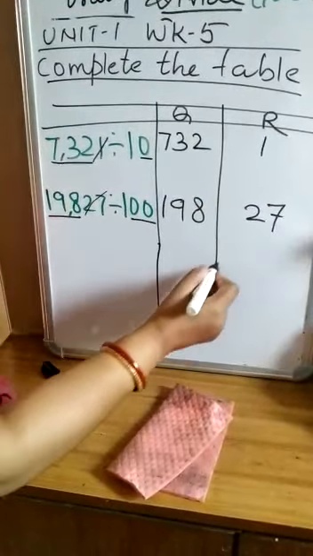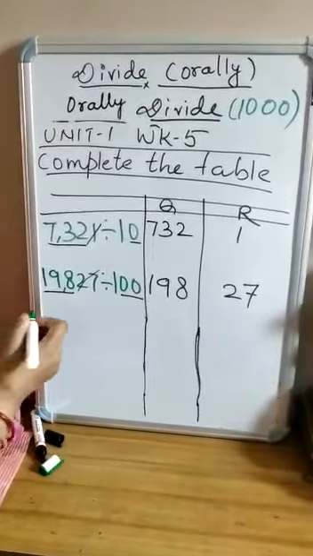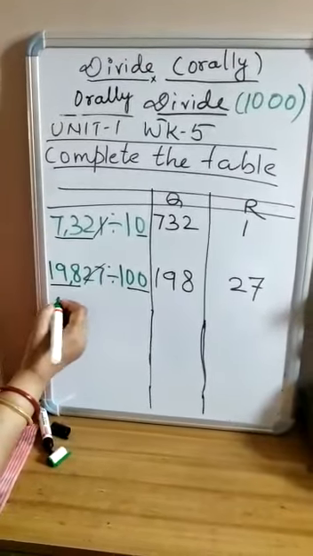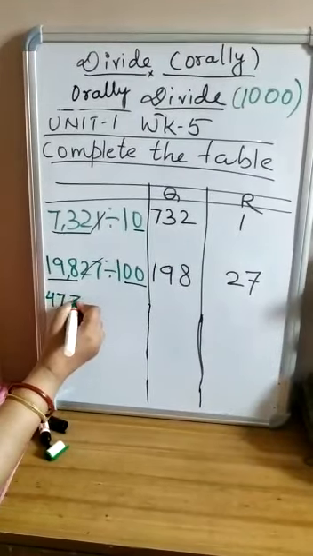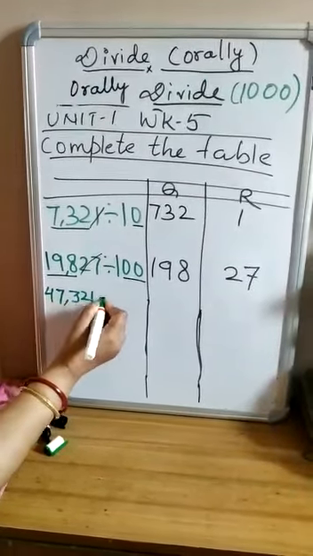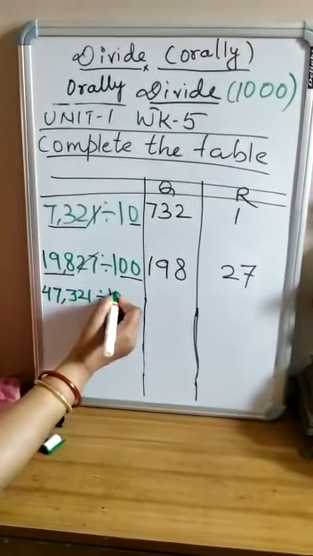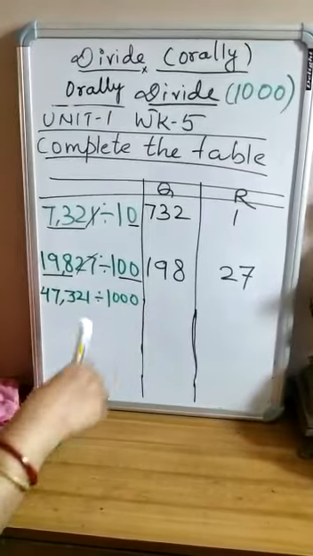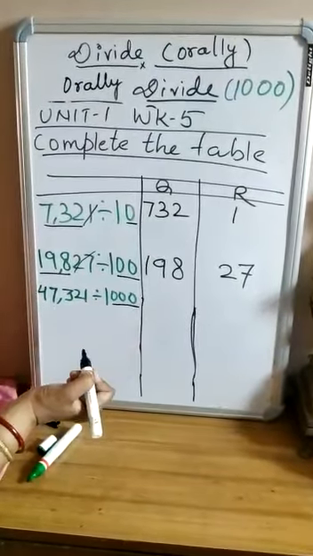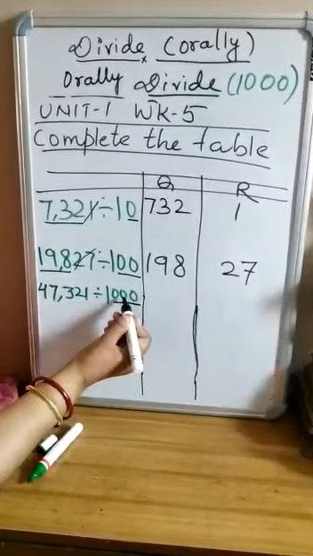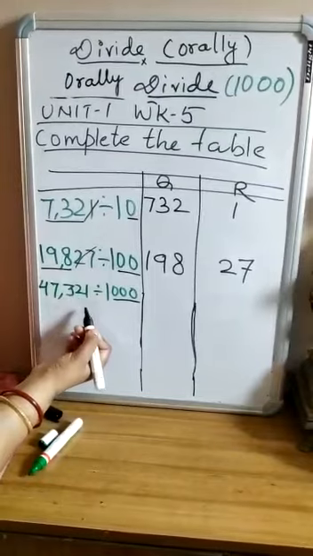Now let us take another example. 47,321 is divided by 1000. Okay, children? 1000. How many zeros are there in 1000? 3 zeros. 1, 2, 3. So I will remove 3 digits from the right side of the number.